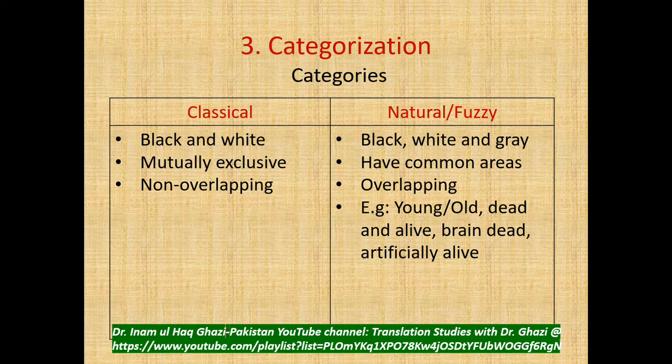They don't have any gray areas, not overlapping. But on the other hand, the natural or fuzzy categorization has black, white, and then gray areas. There are always gray areas, with common areas as well. These categories are overlapping. We have examples such as young and old, dead and alive, brain dead and artificially alive.